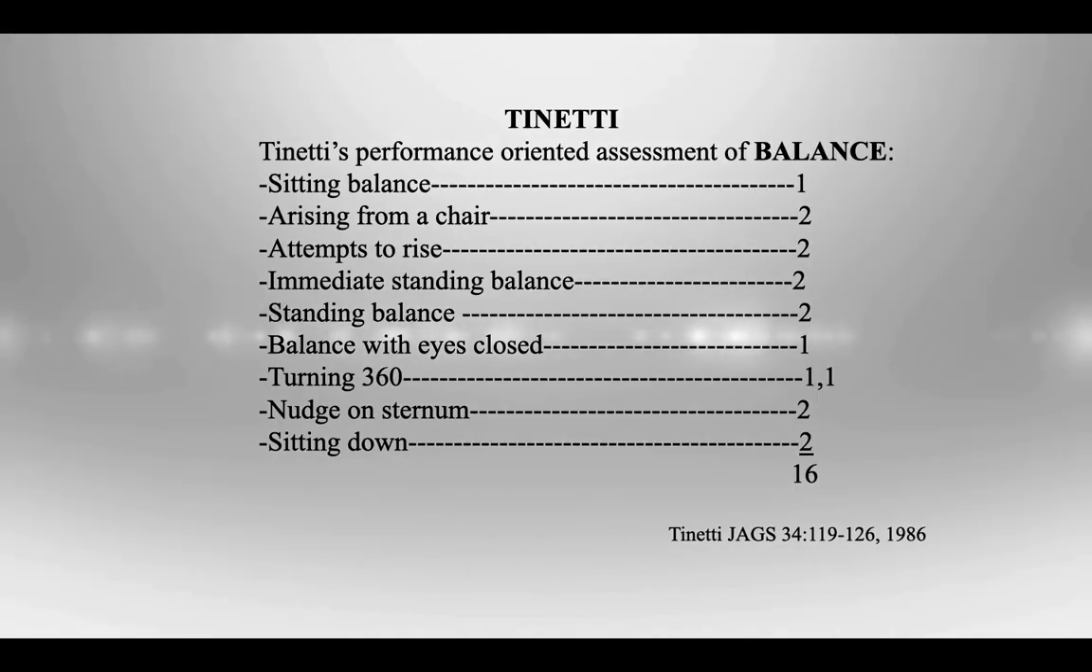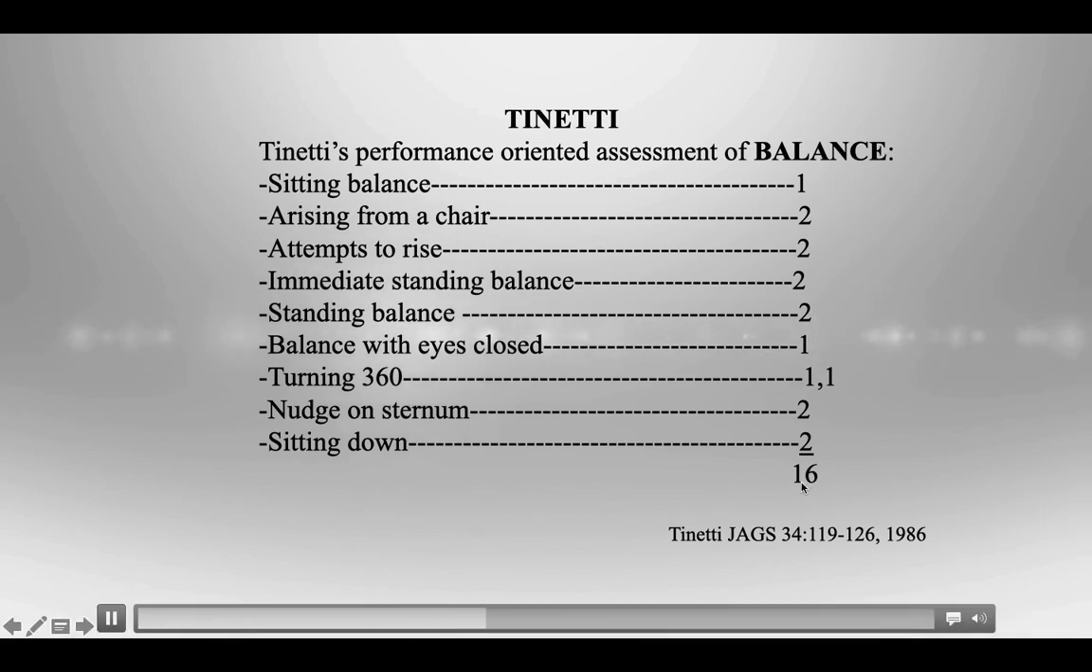Now, what are the various tasks and what kind of scoring does the person get? Total score 16 का है. Sitting balance, the patient is able to sit properly, 1. The patient is able to rise from the chair, 2 marks. The patient attempts to rise by himself, 2 marks.